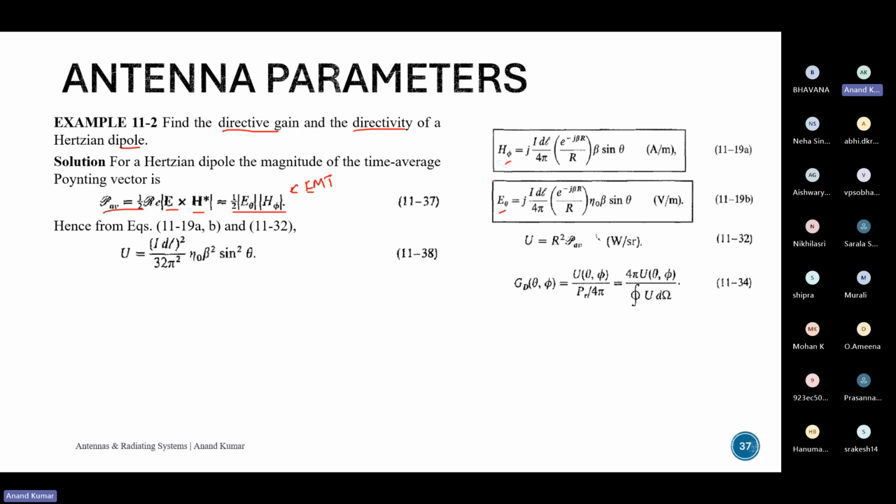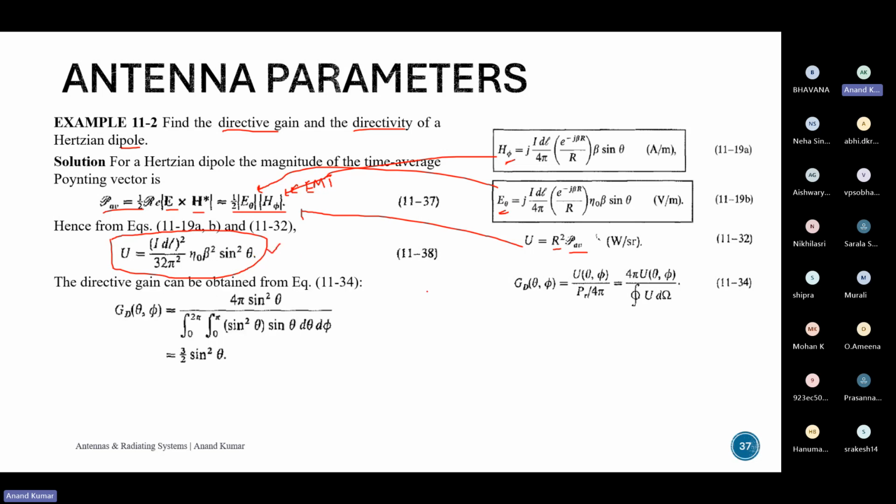Then from the expressions which we derived in the previous class, we'll substitute the H value over here and the electric field value over here, multiply them, and multiply r square to that as well, r square P_AV. So we'll end up with this expression, the radiation intensity. This is just substituting and then solving, and we end up with the radiation intensity.